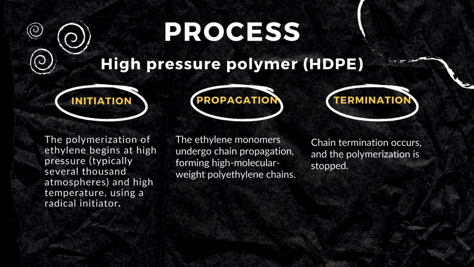Next, I want to explain the process of suspension polymerization in polyethylene. The process is divided into two, which are HDPE and LDPE. Firstly, the HDPE. The initiation of the process of ethylene begins at high pressure, typically several thousand atmospheres, at high temperature using a radical initiator. Next, propagation. The ethylene monomers undergo chain propagation forming high molecular weight polyethylene chains. Next, the termination. Chain termination occurs and the polymerization is stopped.